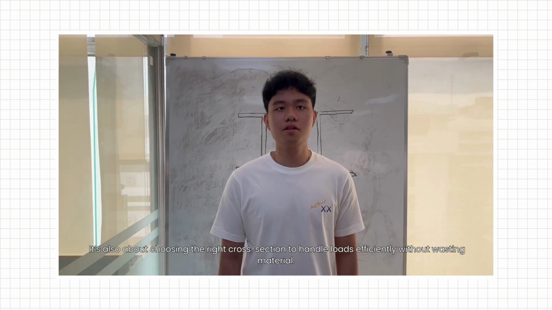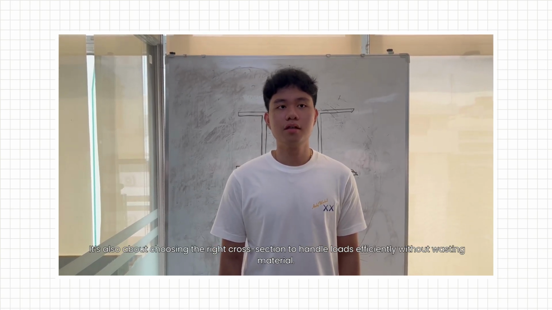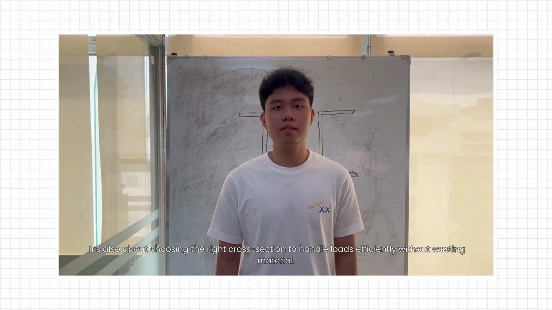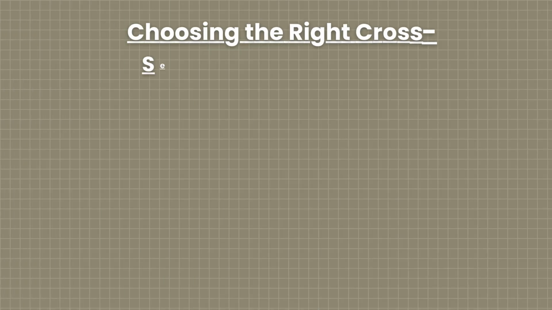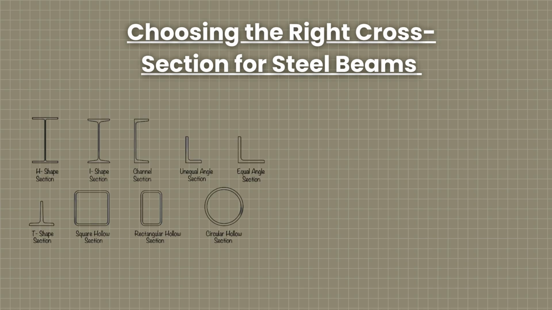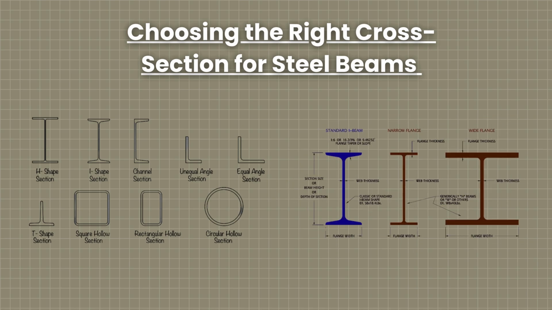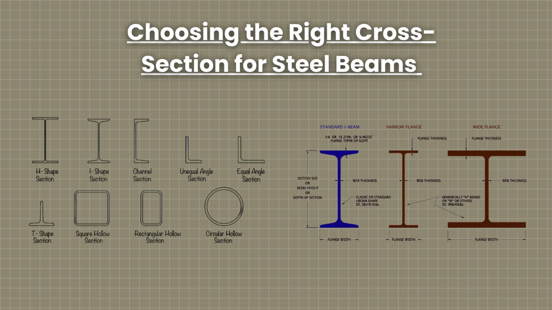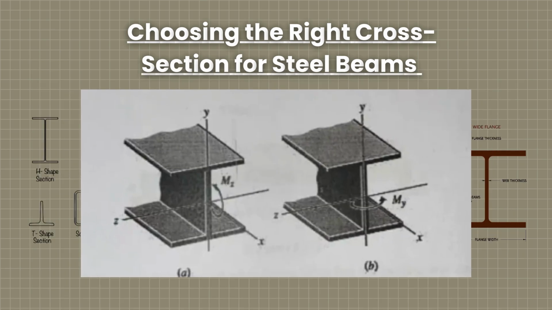You know that steel design isn't just about strength. It's also about choosing the right cross-section to handle load efficiently without wasting material. When designing steel beams, it's not just about using the strongest material. It's about selecting the right cross-sectional shape to support loads efficiently. Shapes like the W10x60 provide both strength and material efficiency. Engineers must consider the balance between safety, strength, and cost.